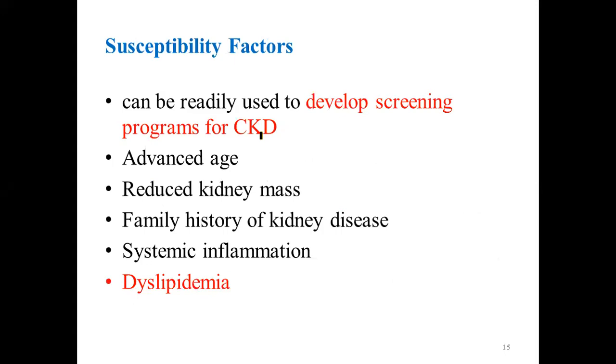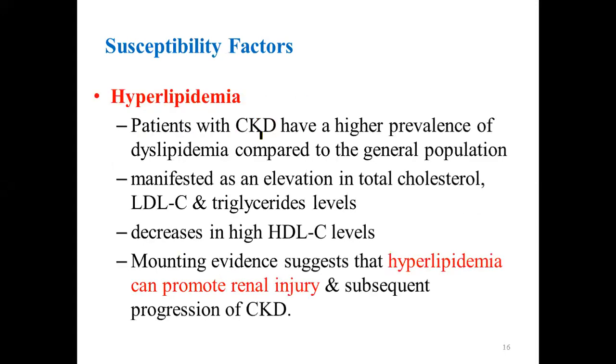So what are the major susceptibility factors? Those can increase the risk: age, family history of kidney problems, dyslipidemia, systemic inflammation. If we look at hyperlipidemia, patients with CKD have a higher prevalence of dyslipidemia compared to the general population. Most of the time the LDL cholesterol and total cholesterol levels are elevated in this patient population, and based on epidemiological studies there is also a high HDL cholesterol level. That is why they say hyperlipidemia can increase the possible risk.